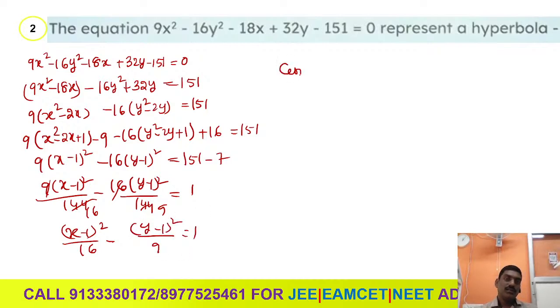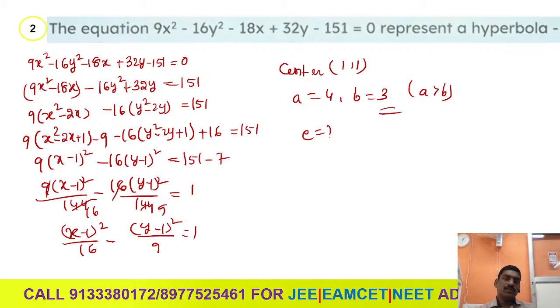Here, what is the center? The center is (1, 1). The center is (1, 1), a value 4, b value 3. So here a is greater than b. Okay. Again, the remaining things as usual we can calculate: what is the eccentricity, what is the length of the transverse axis, and what is the length of the conjugate axis. Everything we can calculate here in the same way as we calculated in the last question. Right?